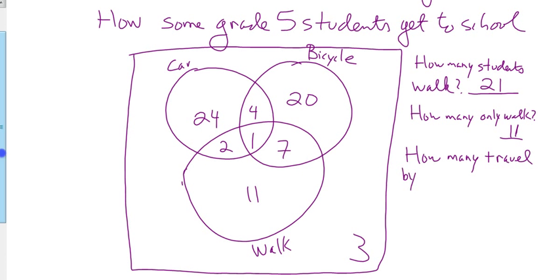How many travel by bicycle or car, but do not walk? 48. 48? Don't think so. Oh, well, maybe. Oh yeah, you're right. Okay, never mind. 48.